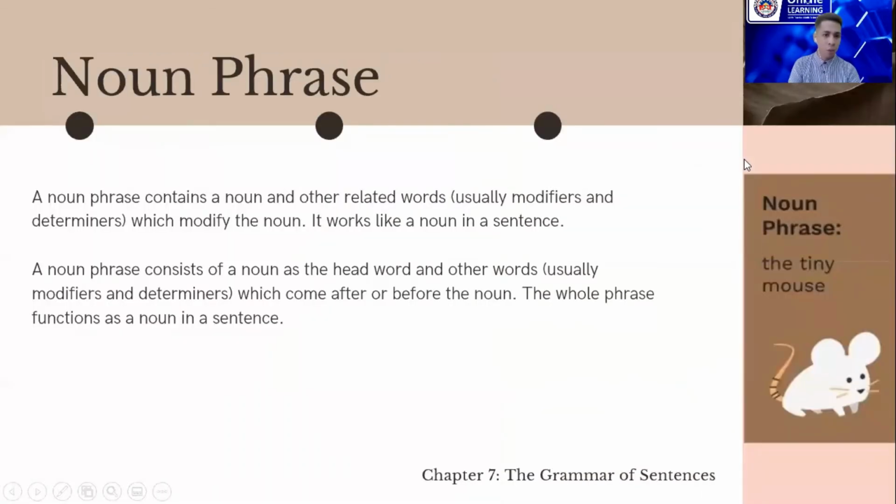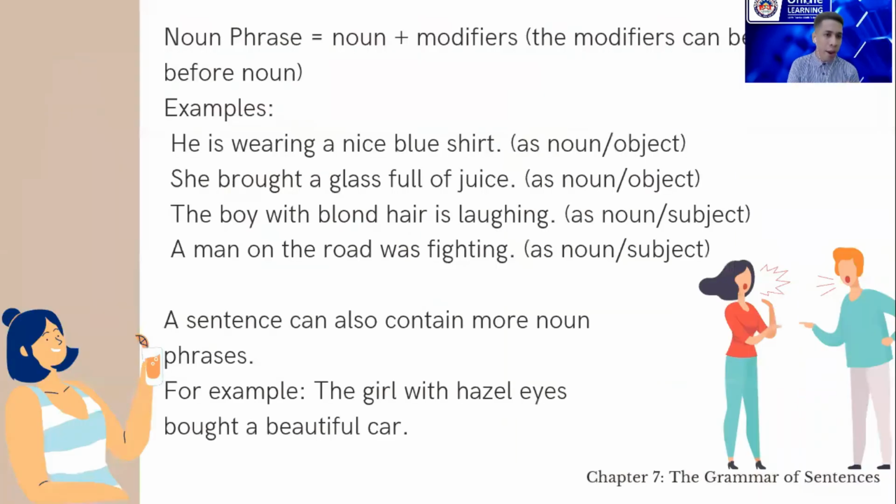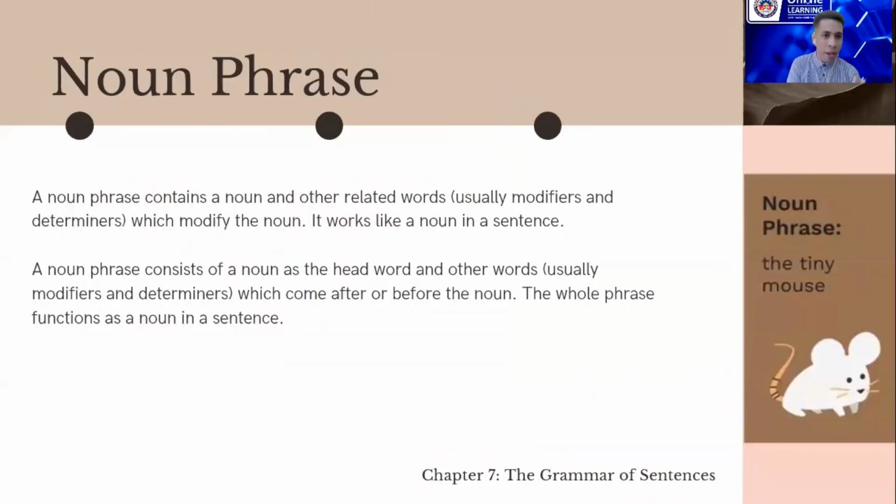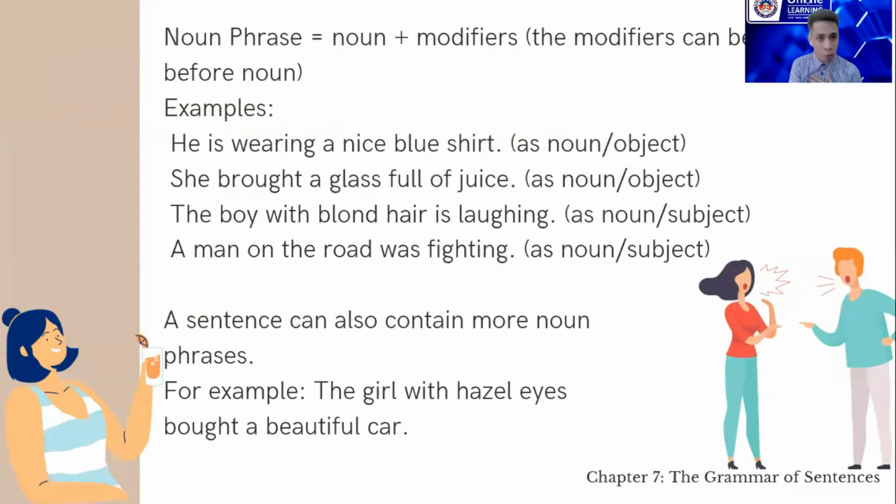Okay. So noun phrase is similar to the adjective clause. A noun phrase contains a noun and other related words, usually modifiers and determiners. So let's take a look at the formula to be used. Noun plus modifiers is our noun phrase. So he is wearing a nice blue shirt. He is our noun. Wearing a nice blue shirt is our modifier or our noun phrase.